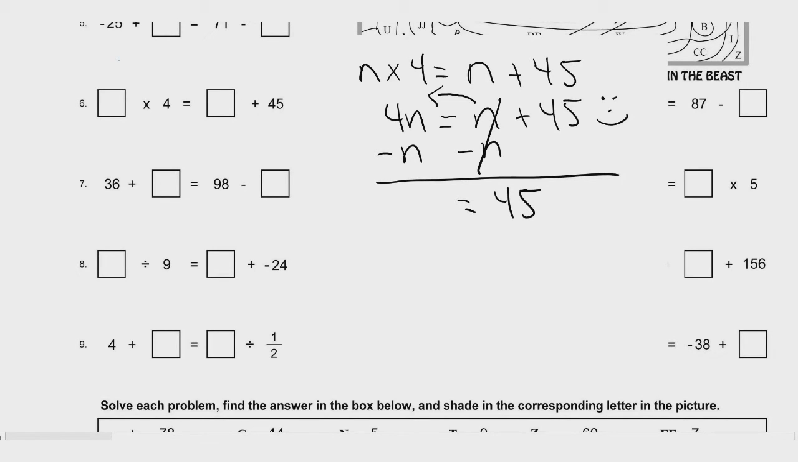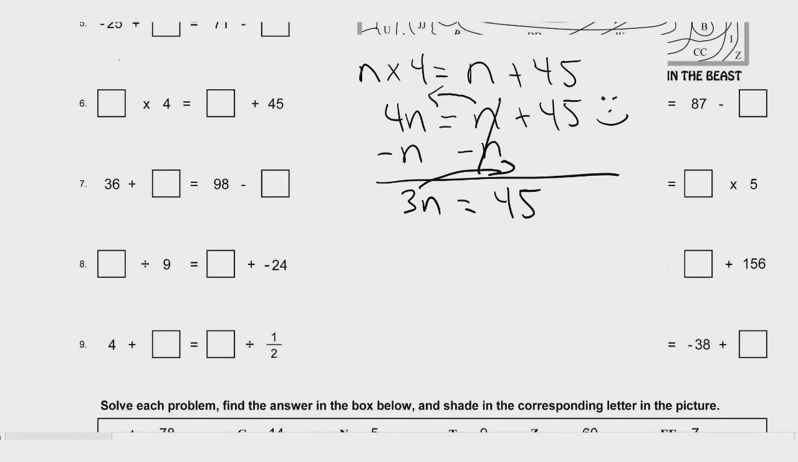And 4n minus n. Basically what that's saying is you have 4 n's, 1, 2, 3, 4, and you're taking away 1. Well, that gives us 3 n's. So we end up with 3n equals 45. Again, we have a 3 next to the variable, so we need to get rid of it or send it to the opposite side. If we send it to the opposite side, we have to do the opposite operation.